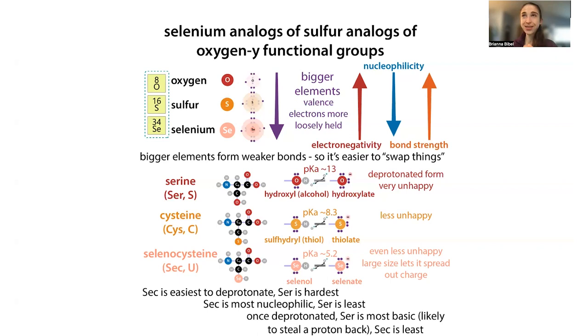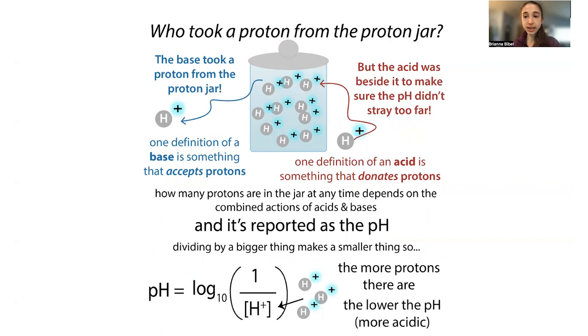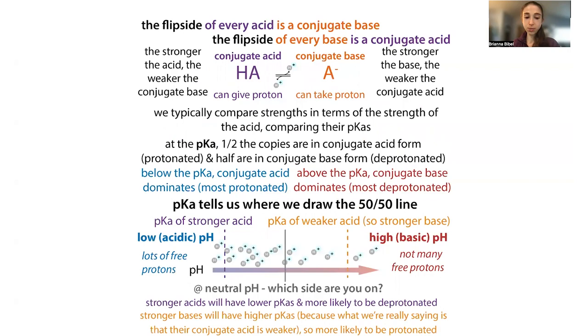And so what this is telling us is the pKa is the pH at which half of it is going to be protonated and half of it is going to be deprotonated. So pH is the measure of how many protons are available, and it's an inverse log scale. So basically, the more protons you have, the lower the pH, the more acidic. The fewer protons you have, the higher the pH and the more basic. And so if you are below the pKa, there's going to be more protons available than you would need in order for half of it to be protonated.